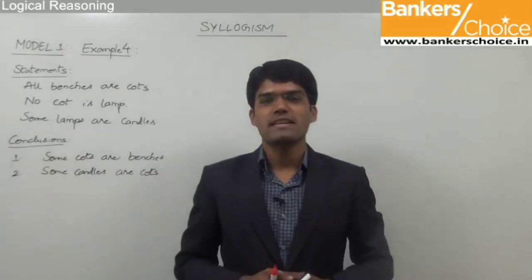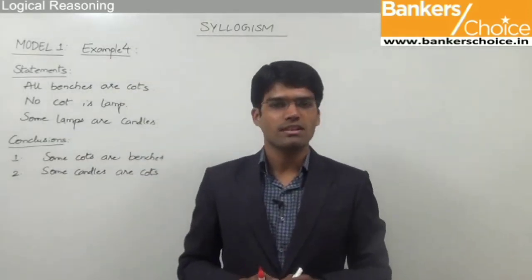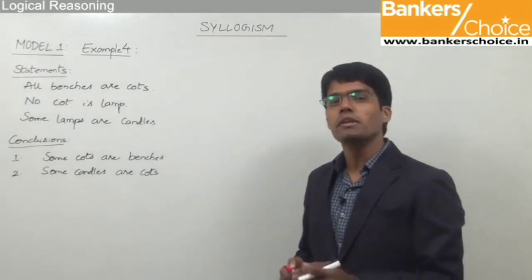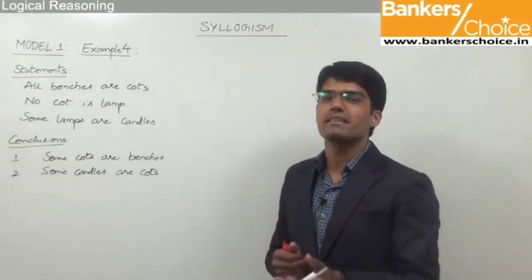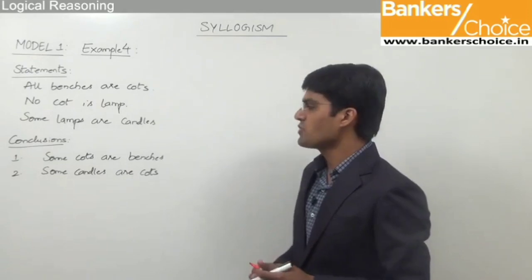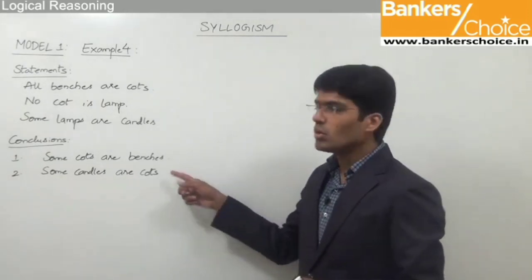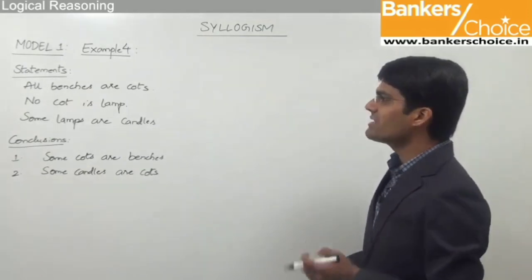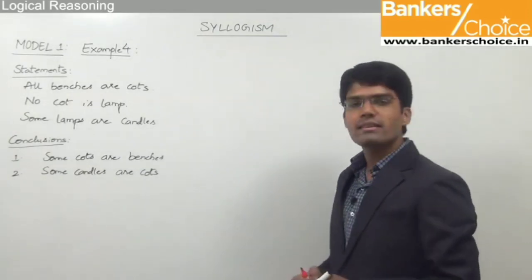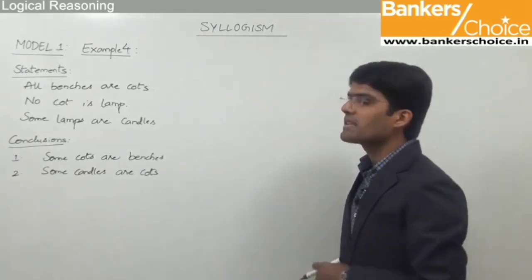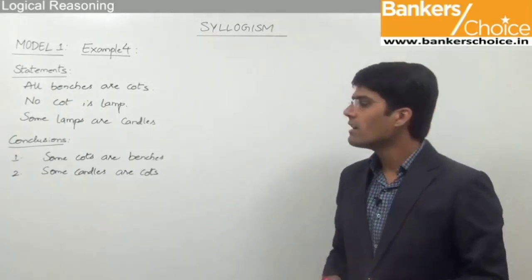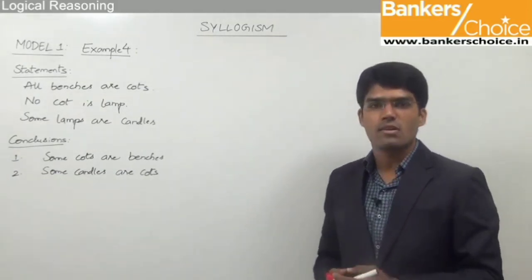Let us now take one more example from model 1, which is based on conclusions. Here, as you can see, we have got 3 statements and only 2 conclusions. So this can be taken as a 3x2 question, where we are supposed to find out which of the conclusions follow the given statements. The statements here are: all benches are cots, no cot is lamp, some lamps are candles. And the 2 conclusions are: some cots are benches, and second one, some candles are cots.